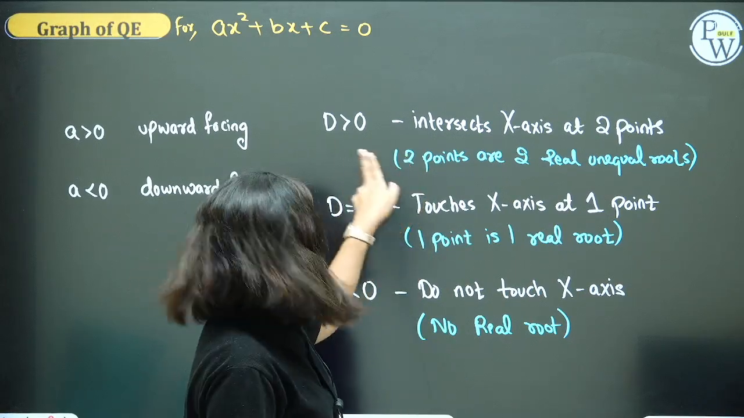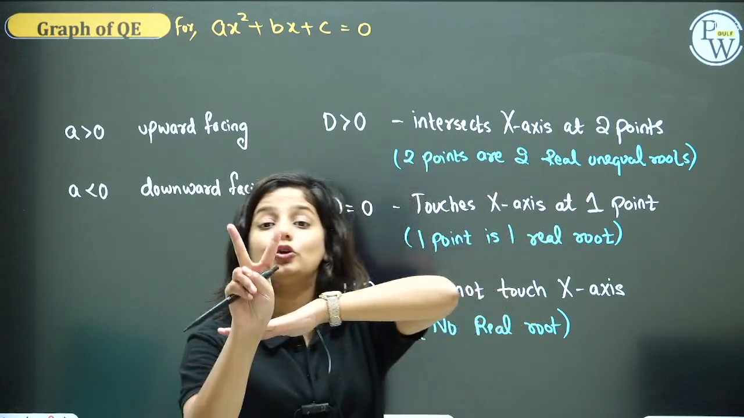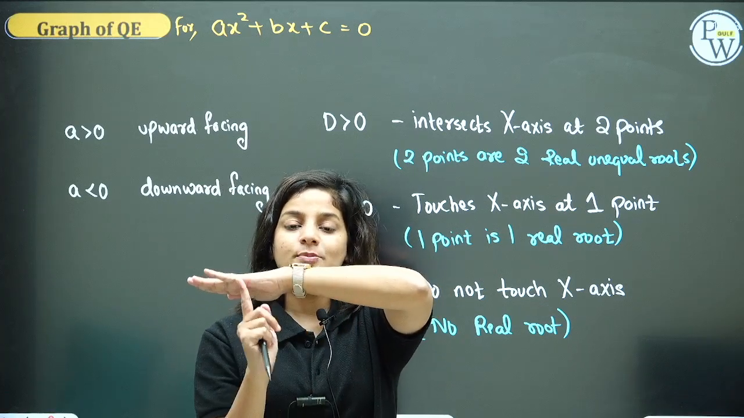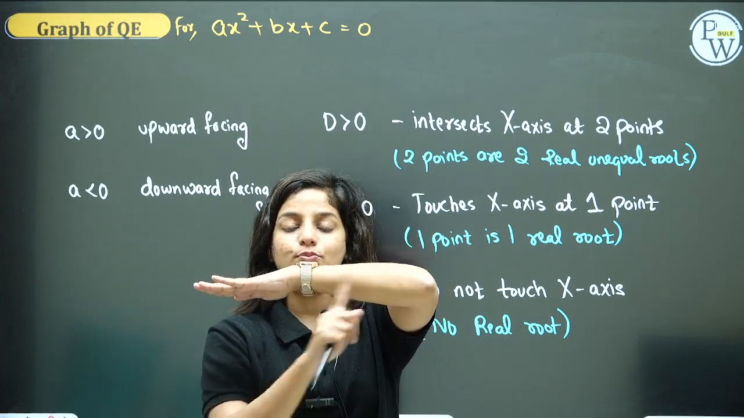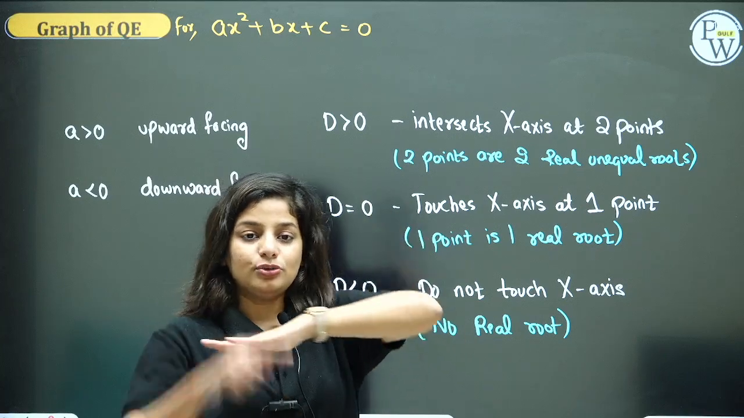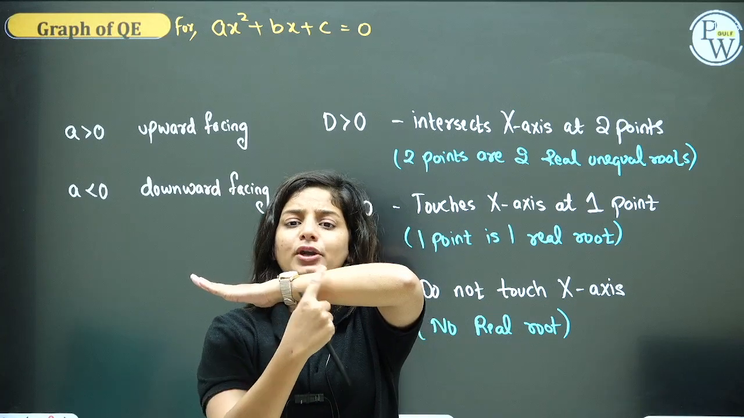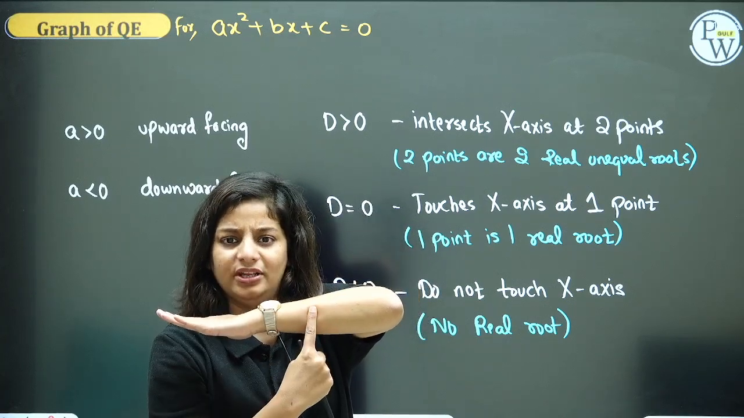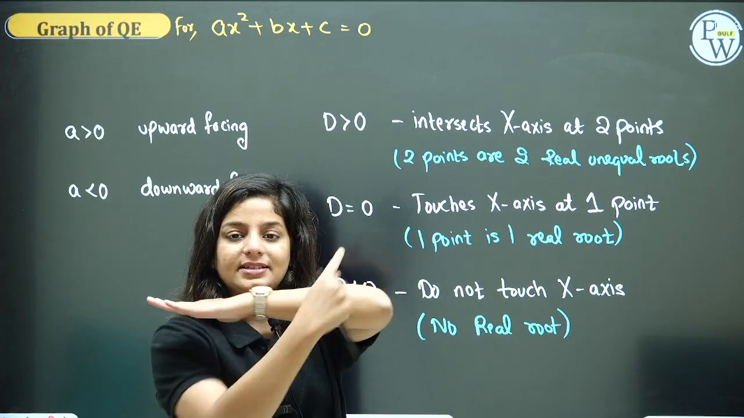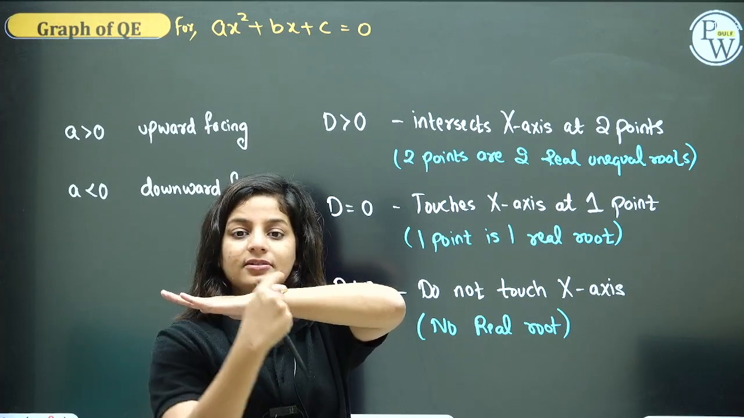If the discriminant is greater than 0, the graph is going to intersect the x-axis at 2 points. The 2 points will be the 2 roots, alpha and beta. If the discriminant is equal to 0, the graph will just touch the x-axis, and the point where it touches will be the root, one root only, a real root. The x-axis is the real axis. So on the real axis, if it cuts at 2 points, there are 2 real roots. If it touches, 1 root.